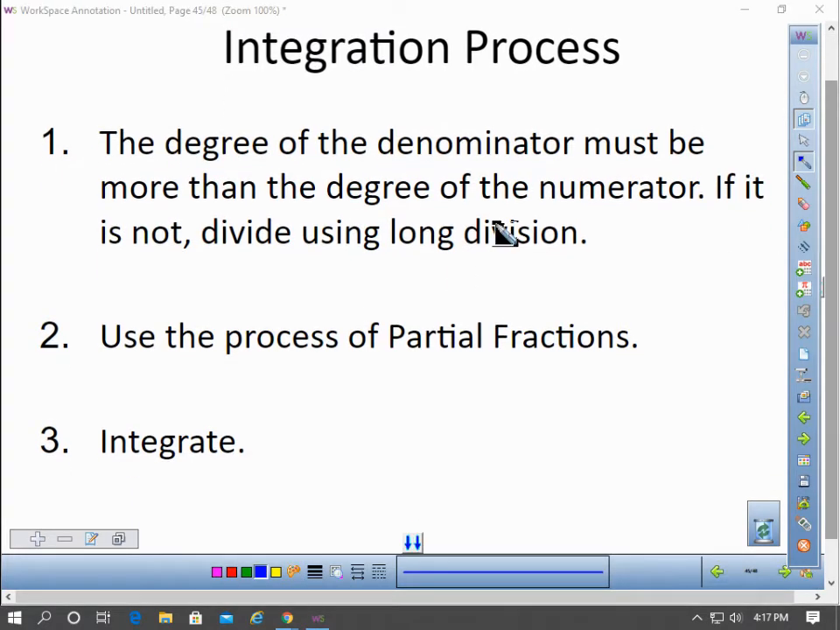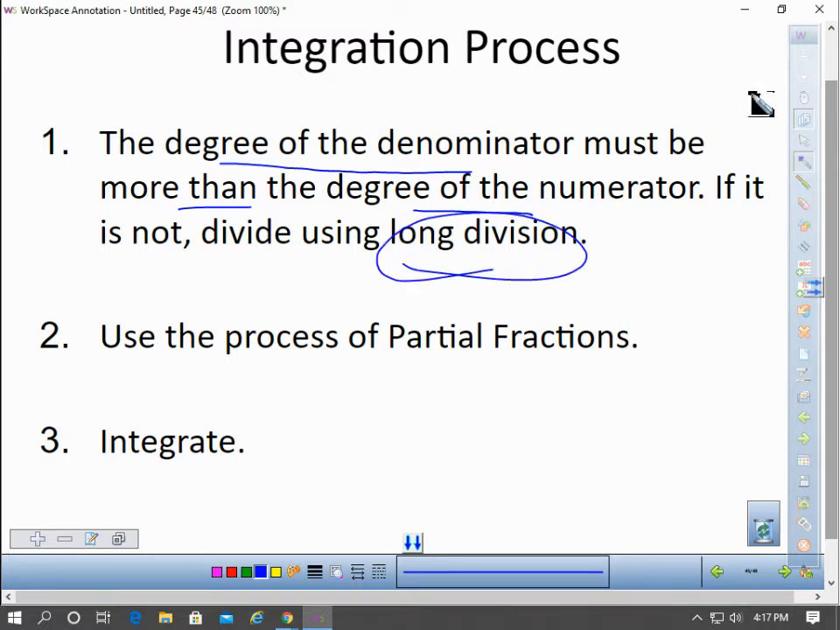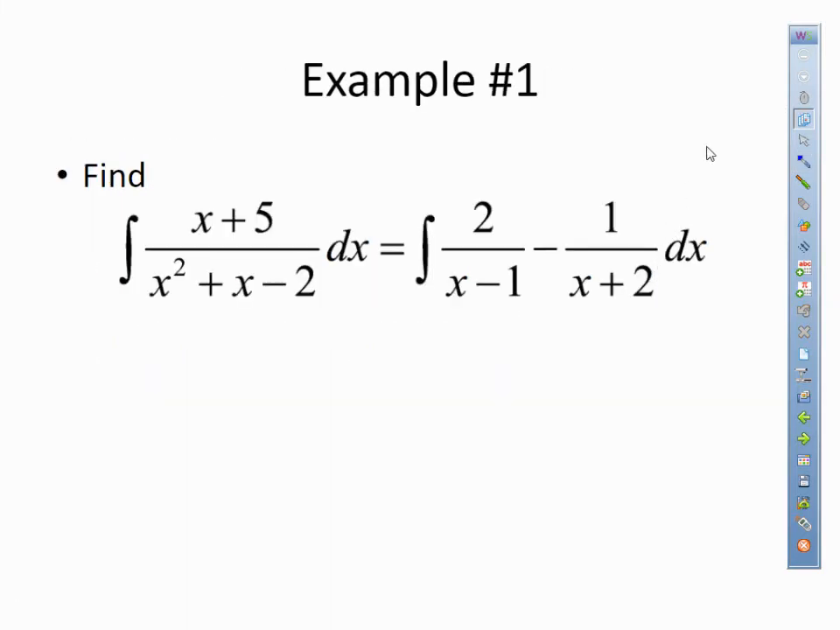before you do partial fraction decomposition, you have to make sure the degree of the denominator is more than the degree of the numerator. So the denominator has to have a higher power than your numerator. Then you're going to use the partial fractions and integrate. So if your numerator is ever a higher power or equal to the denominator, then you're going to have to use long division. And that's what I'm going to do some of in this video.